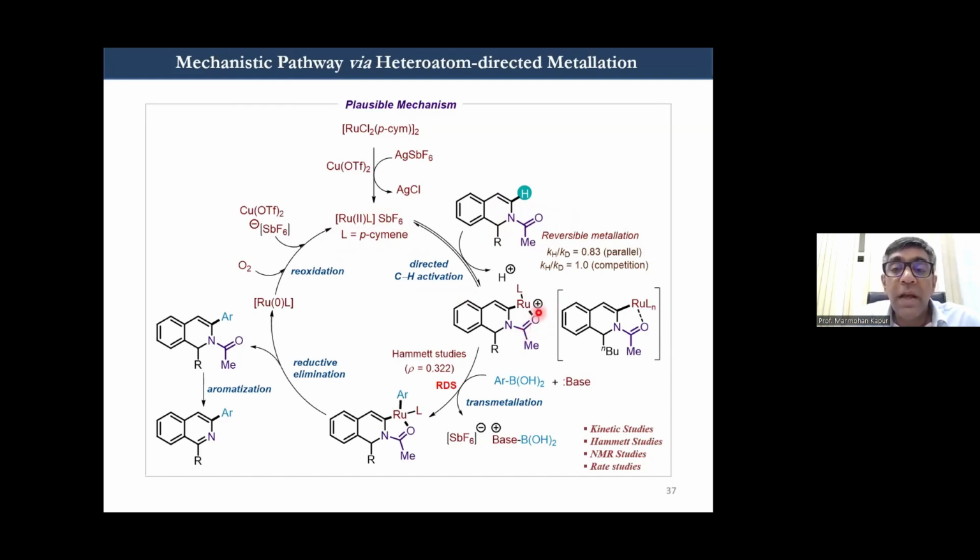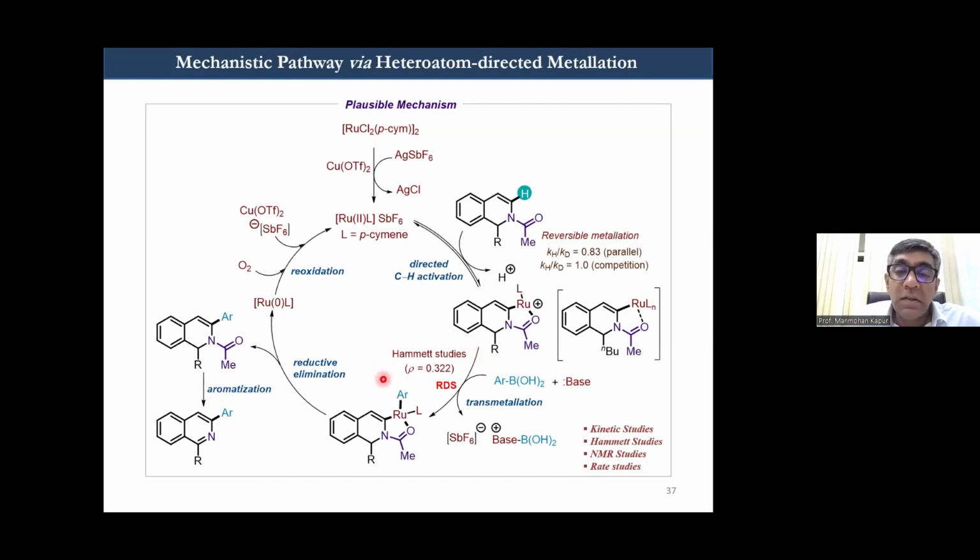The acyl group then brings this ruthenium in the proximity of this H, because of which you get a proximal CH activation. After transmetallation, you get this species. After reductive elimination, you get this particular product, which can now be aromatized to the C3 arylated product.